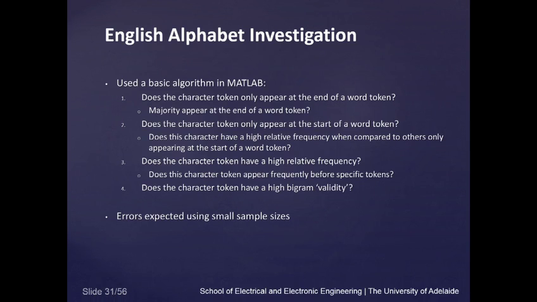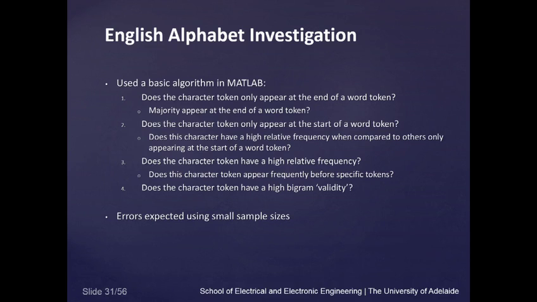We implemented a very basic algorithm in MATLAB. This eventually checked, say, whether a character token only appeared at the end of a word token. This was to distinguish if it was possibly a punctuation character. There were times where we needed to check the majority of the appearances at the end of a word token. In, say, a fictional text, they may use quotation marks, and then quotation marks could have a period or a comma within them, which would change the statistics.